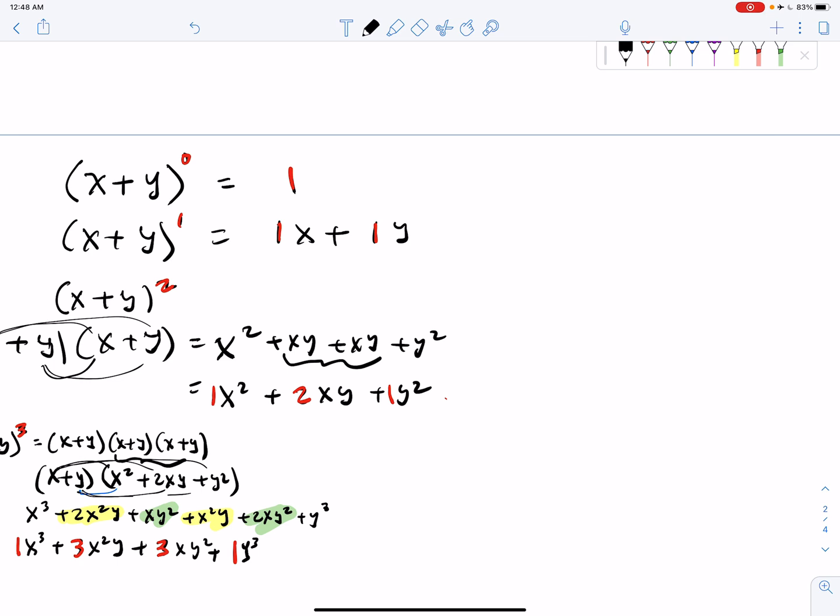So what I'm going to do is I'm going to use red for the coefficients. So first of all, in this first one, you can see the coefficients that we have are going to be 1 and 1.